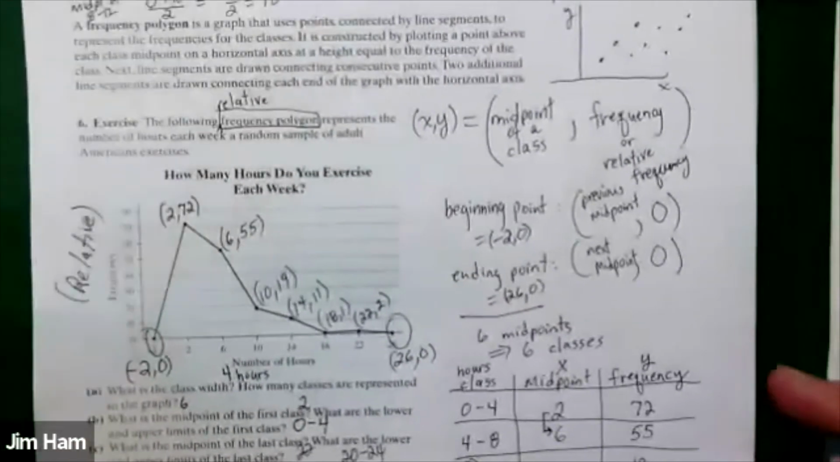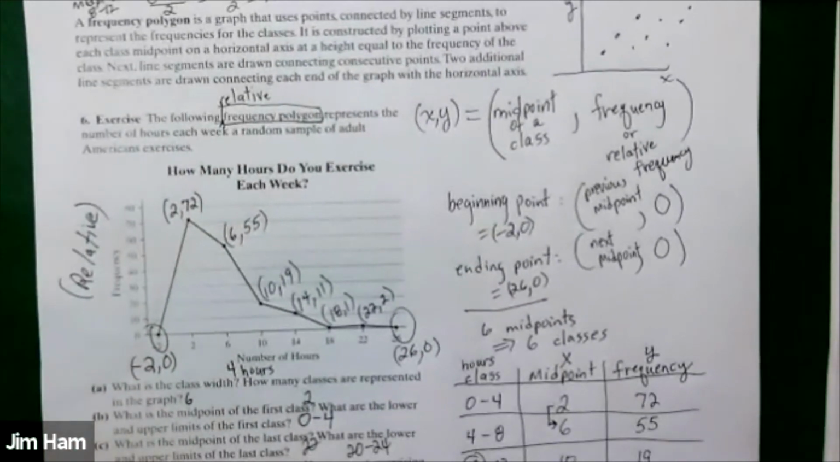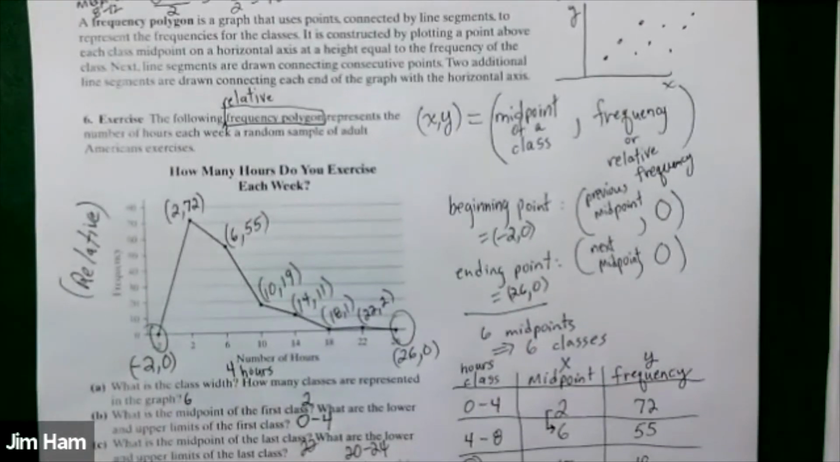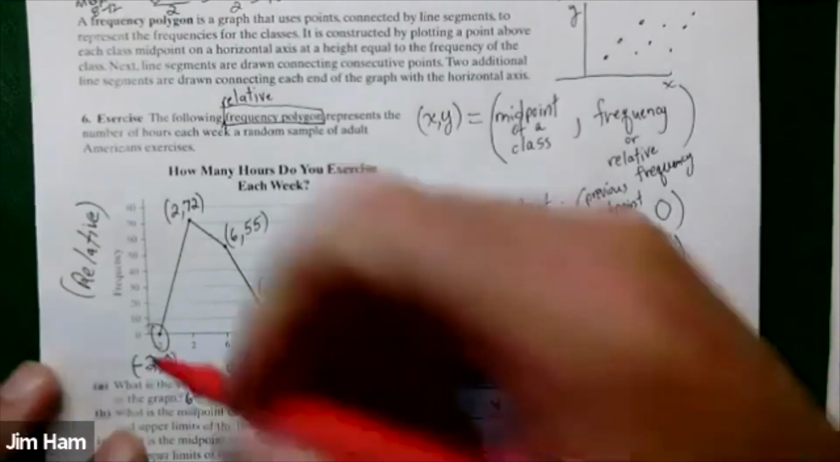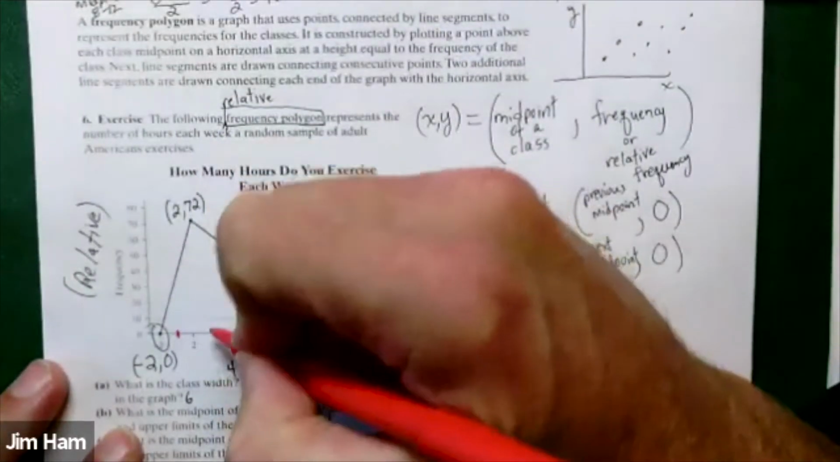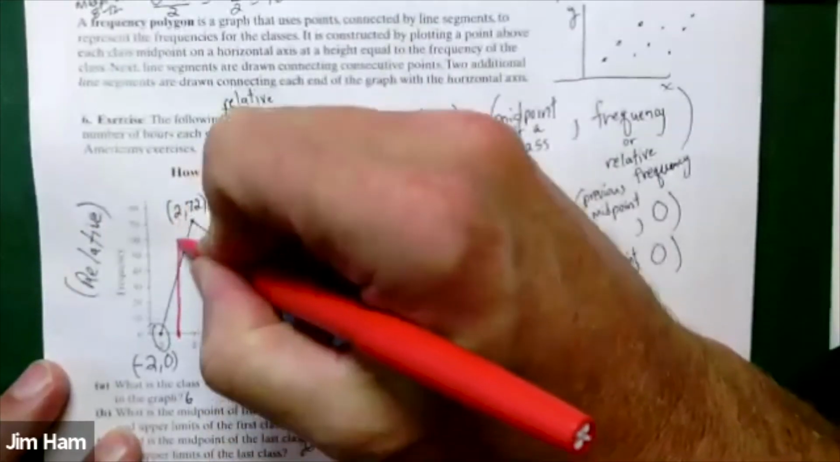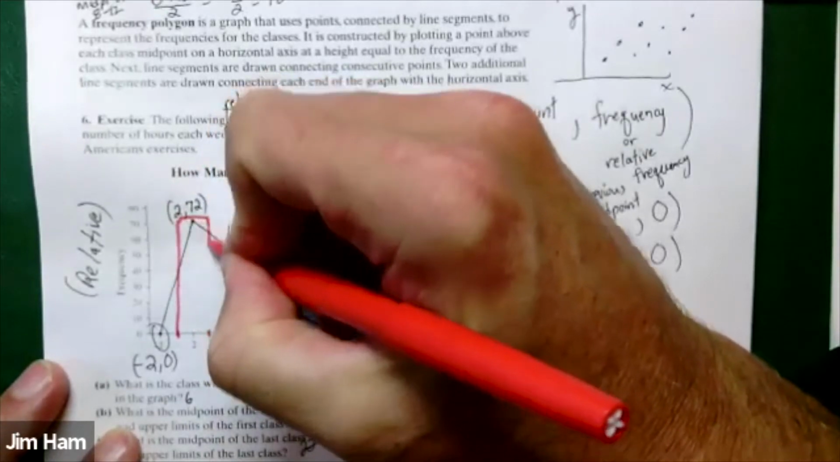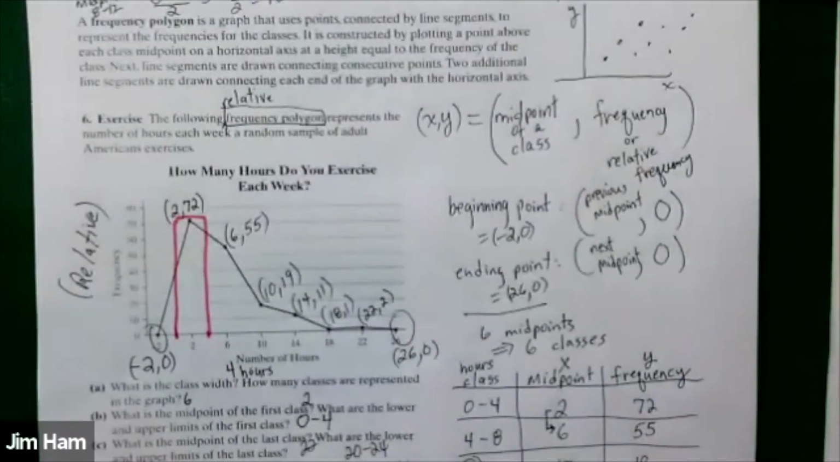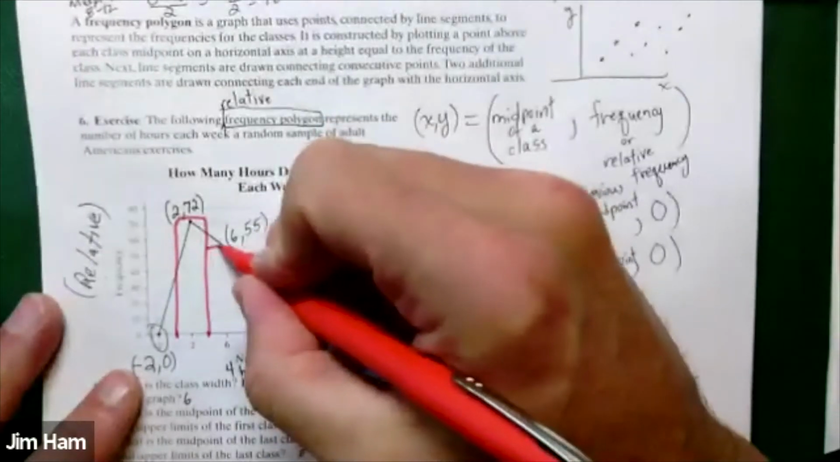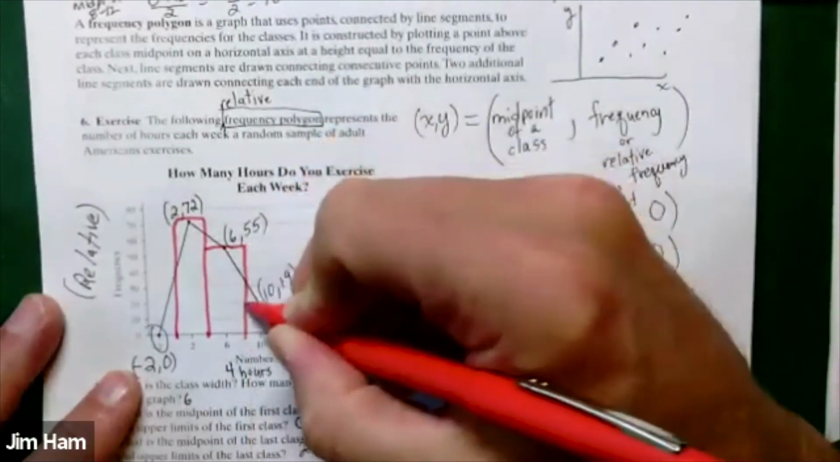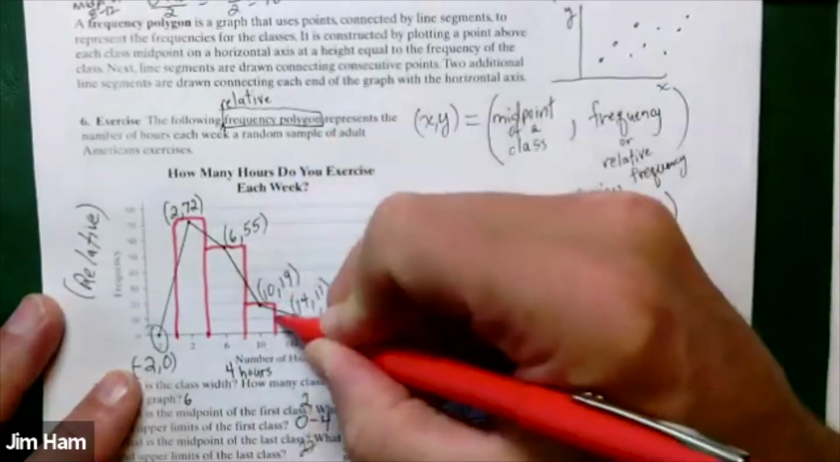By the way, I said I was going to show you how a histogram would look with respect to this frequency polygon. The first class goes from 0 to 4. So that's from about here to here. And there's where the first bar would be. If you continue this throughout, the histogram would look like this.